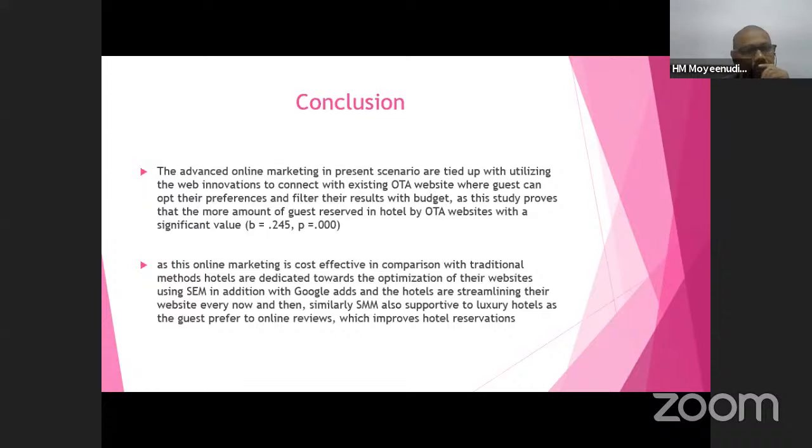As online marketing is cost effective in comparison with traditional methods, hotels are dedicated towards the optimization of their websites using search engine marketing in addition to Google Ads. And the hotels are streamlining their websites now and then. Similarly, social media marketing also supports luxury hotels, as guests prefer online reviews, which improves hotel reservations. Thank you.